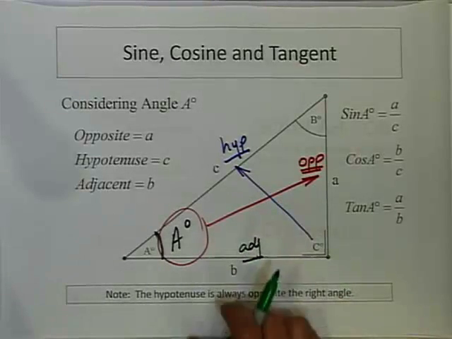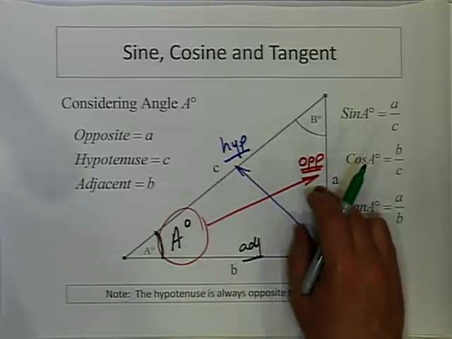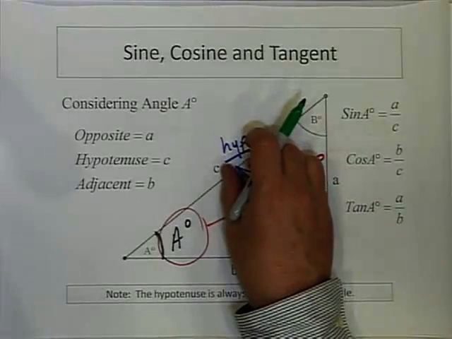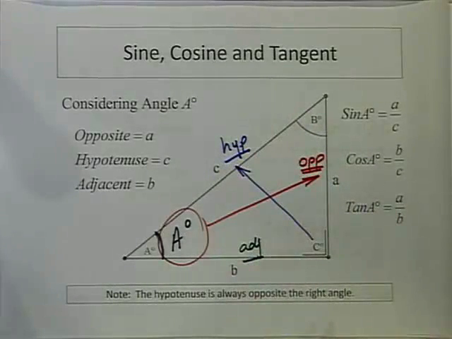So always start with the angle you're given. Draw a line opposite it. That defines opposite. The 90 defines the hypotenuse. And the other one is the one that's left. Is that okay?